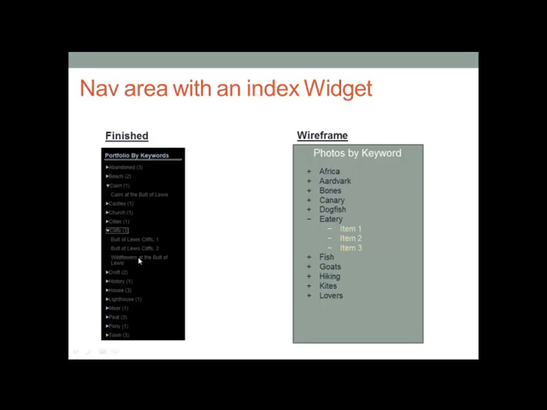Also, it's alphabetized, whereas the hierarchy is not alphabetized. Okay, so the finished one that I have in my head that I'm thinking I want to create, and then the wireframe that shows me how I think that navigation area with an index is going to work.